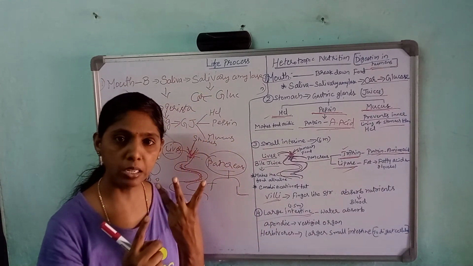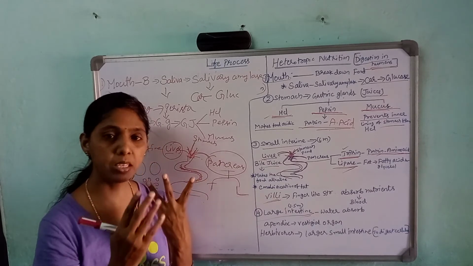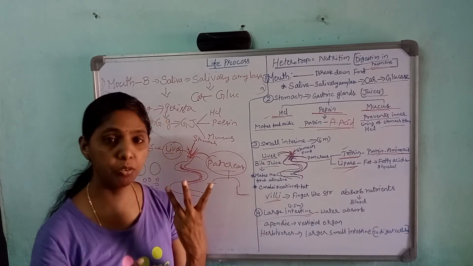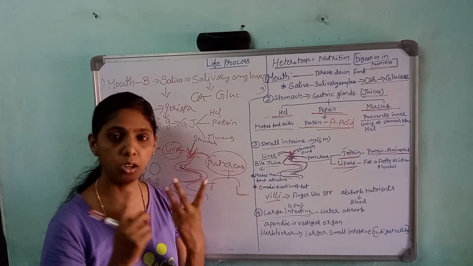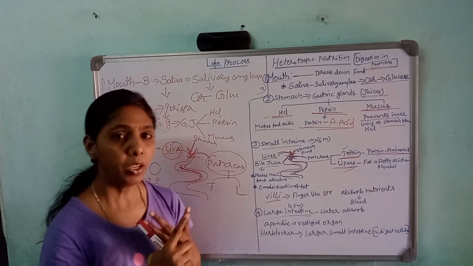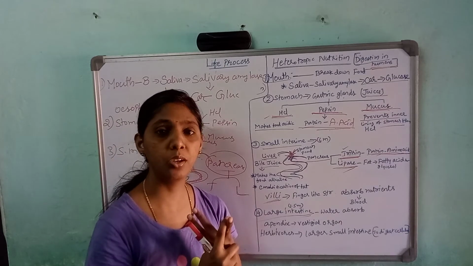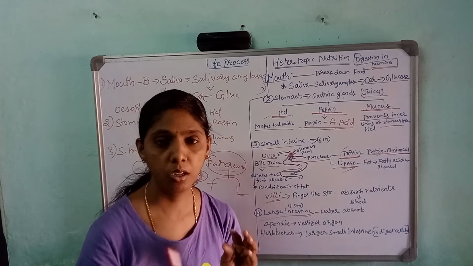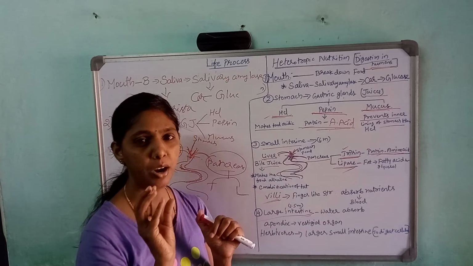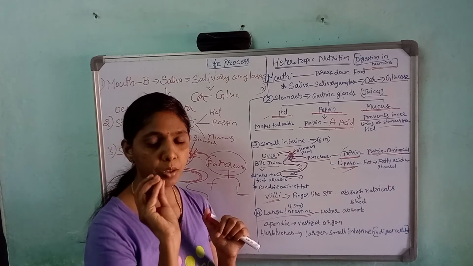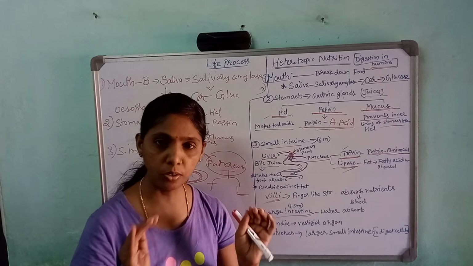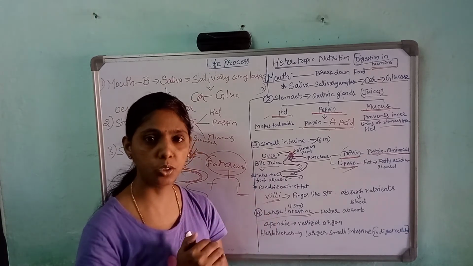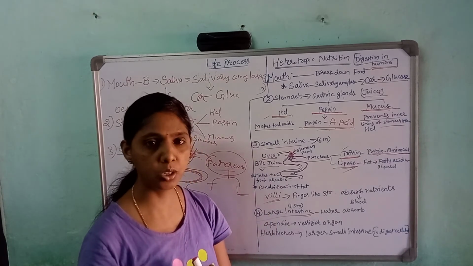The liver produces bile juice. Bile juice makes the food alkaline, because it was acidic. Bile juice also helps in the emulsification of fat. That means bigger fat molecules will be broken down into smaller fat molecules; that is the emulsification of the fat. These functions go on in the small intestine.